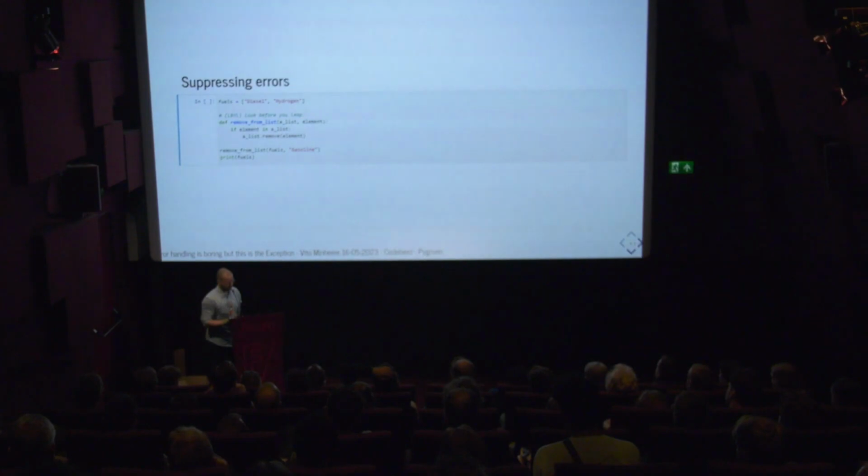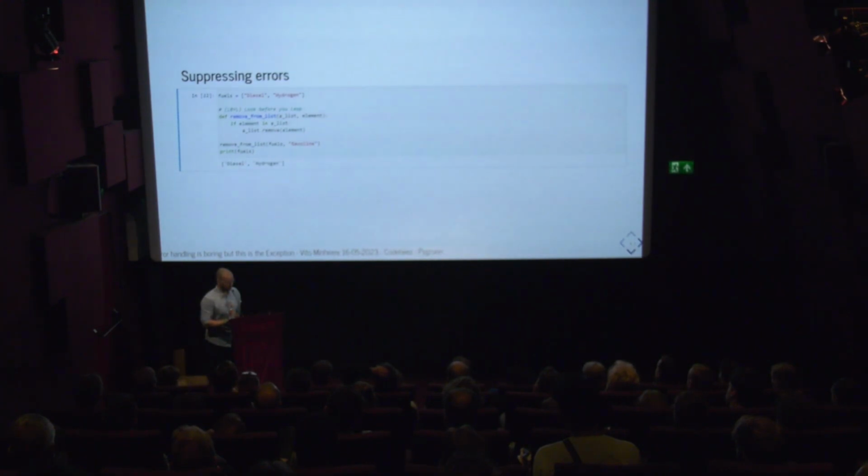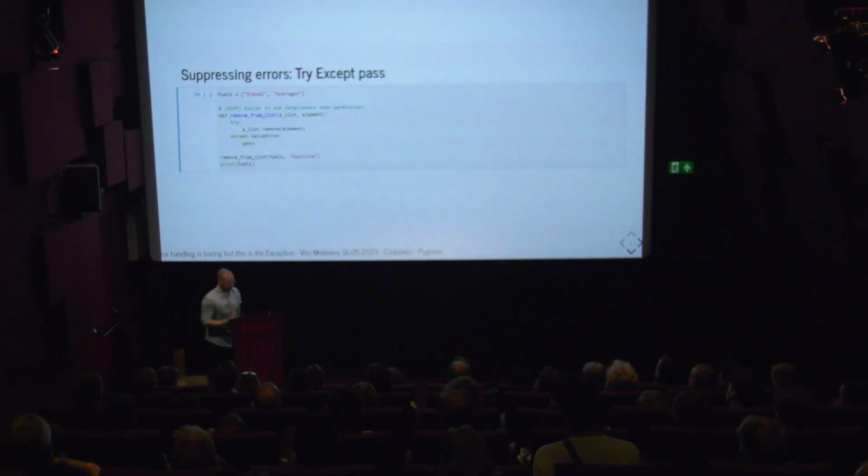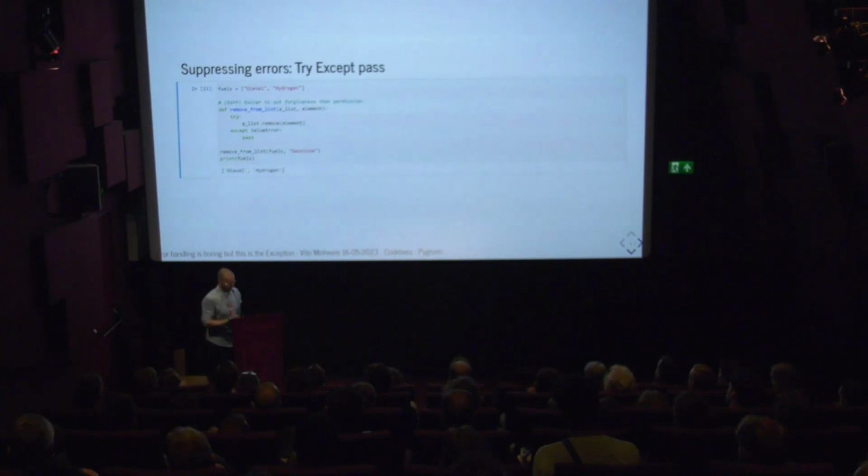What we could do is the look before you leap. So you check if it's there, then remove it. And if it's not there, you don't remove it. So here we try to remove the same element. It's not there, but it won't give an error. Another thing you could do is try except the error, but you have here the bad part. You accept an error and then just say pass because we don't care about this issue.